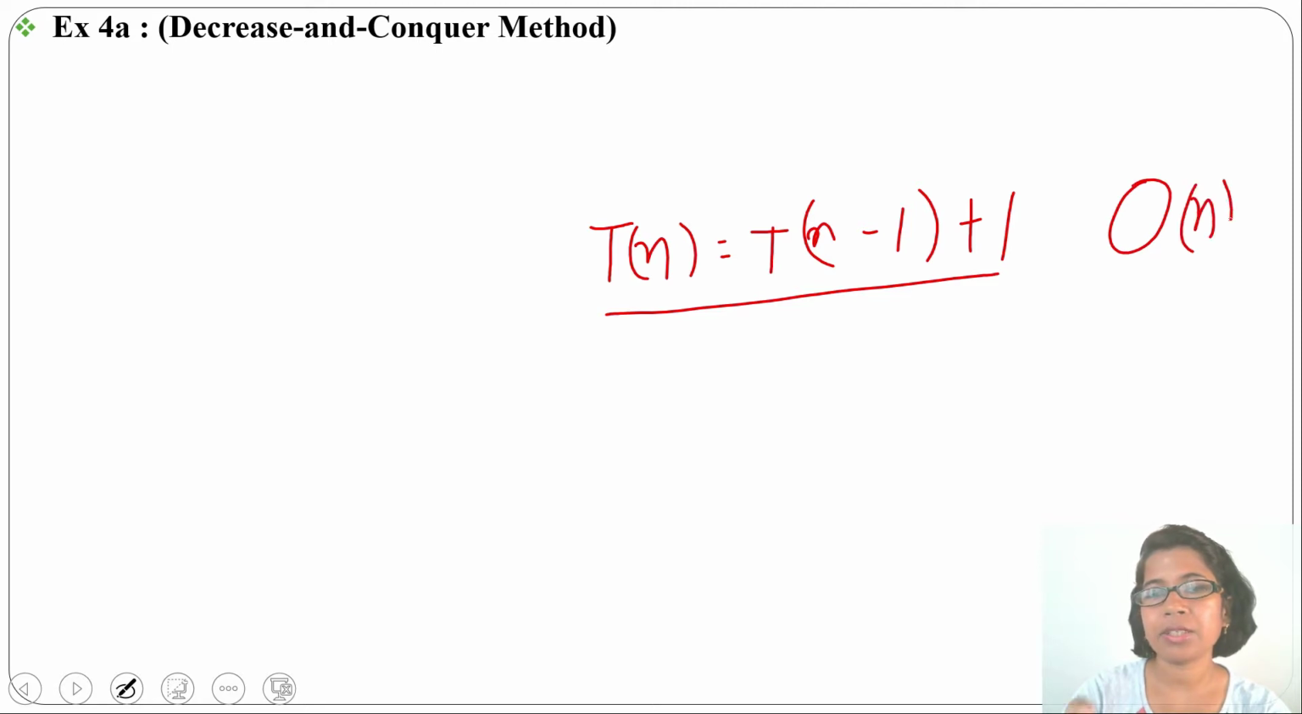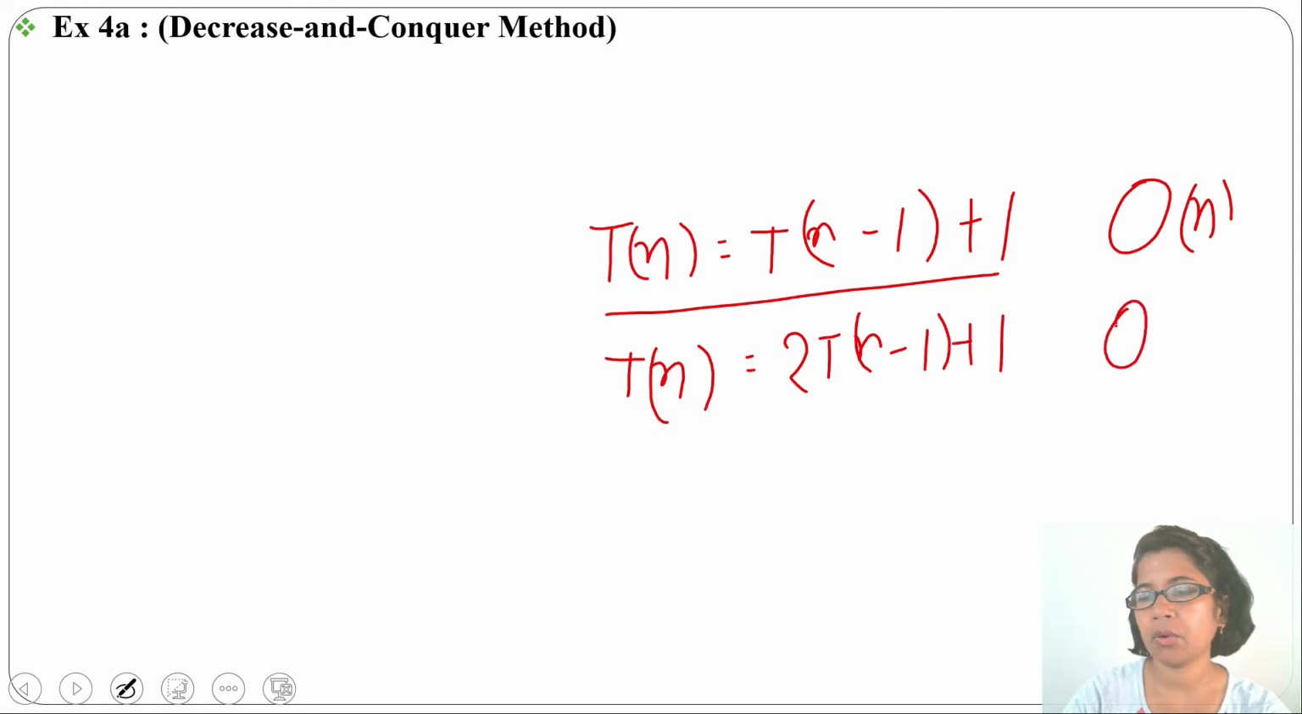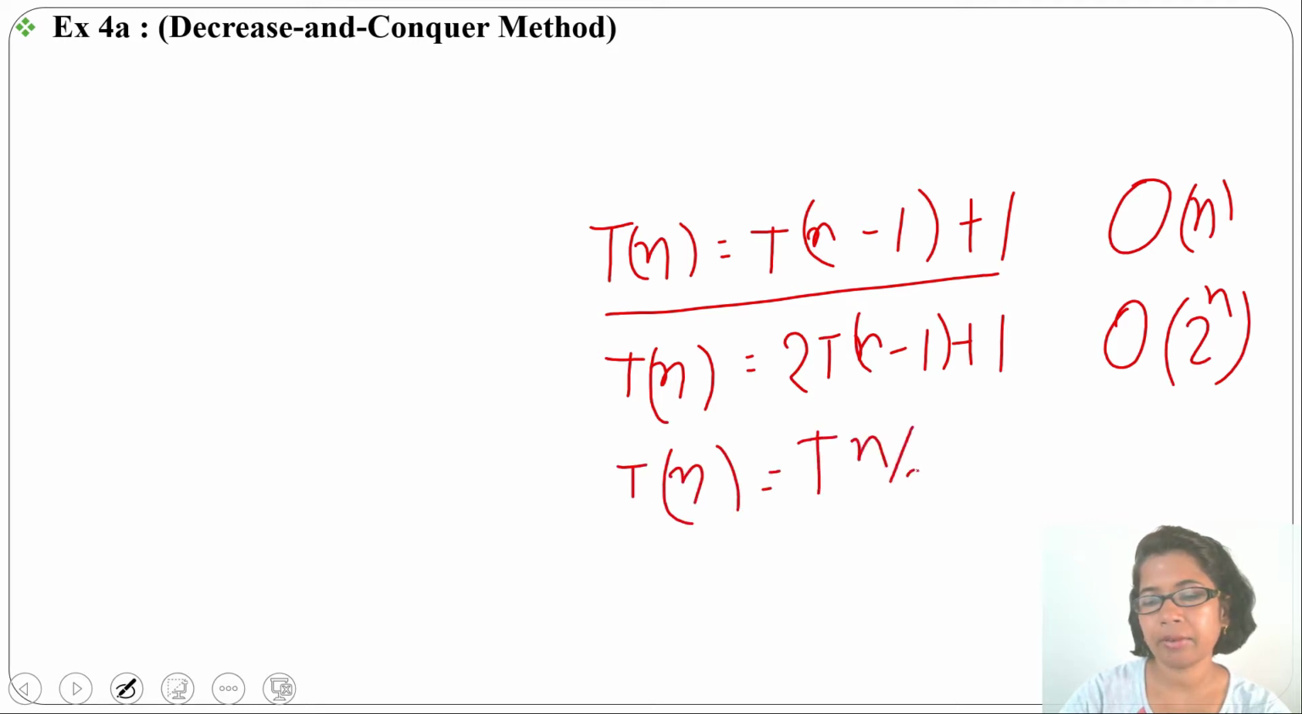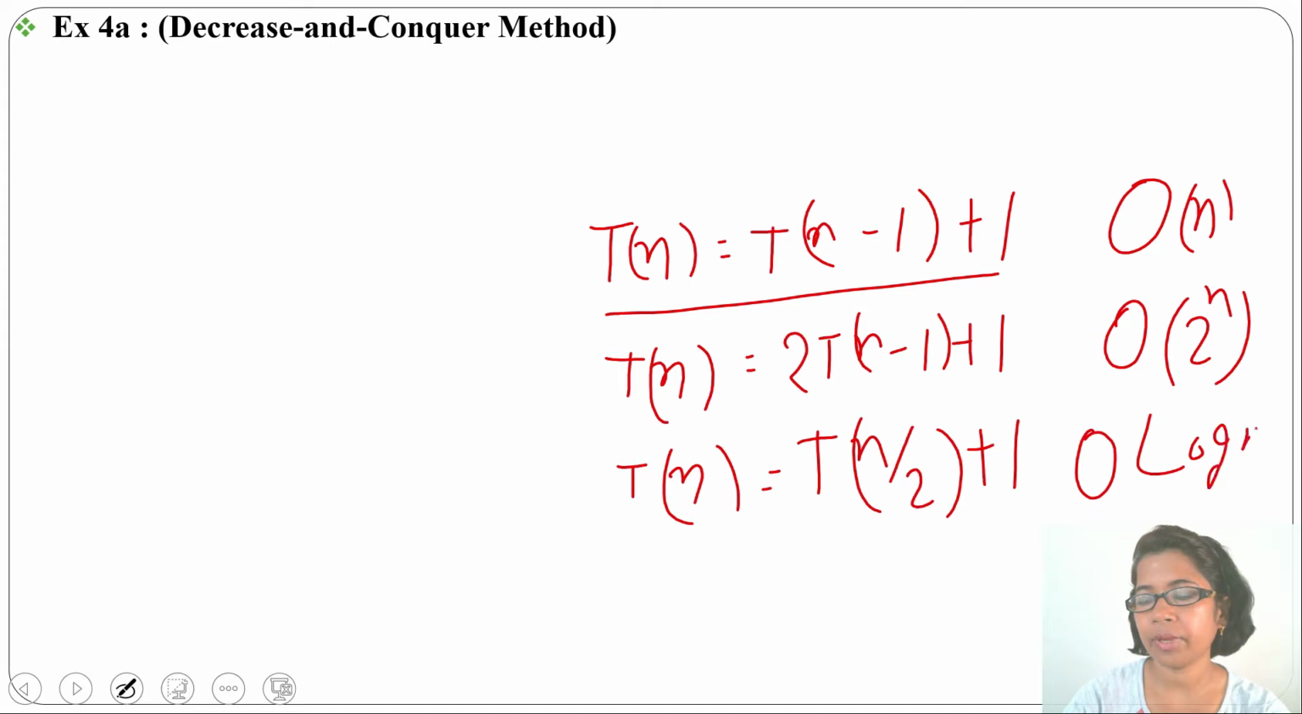Next I discussed Tower of Hanoi. Its recurrence relation is T(n) = 2T(n-1) + 1, and we found running time as big O of 2^n. Next I discussed counting digits of a binary representation. Its recurrence relation is T(n) = T(n/2) + 1, and for it we found running time as big O of log n.